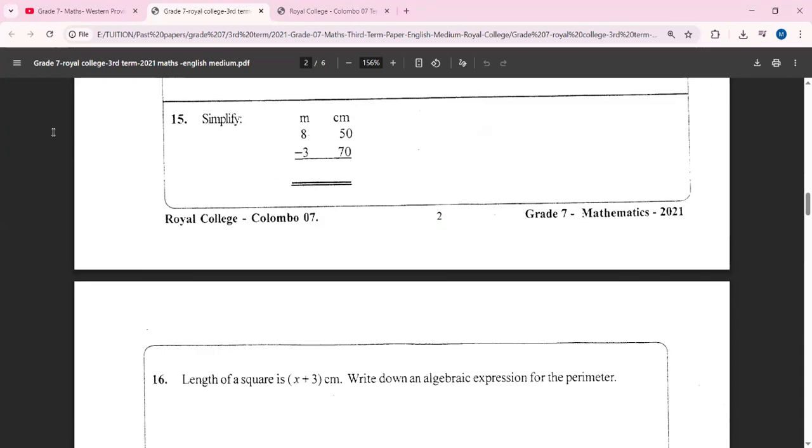And then on the 15th question, simplify. You have to subtract. Here centimeters are here and meters here. Then you have to take 1 from here. 0 minus 0 is 0. 5 minus 7 is not possible. You take 1 from here, then it is going to be 15. 15 minus 7 is 8. Okay, and then here 8 becomes 7. 7 minus 3 is 4. Okay, so if you write like this, you get the answer and you get the marks.